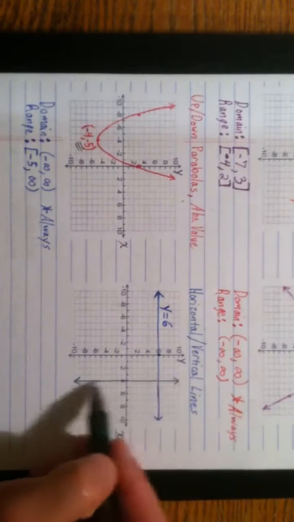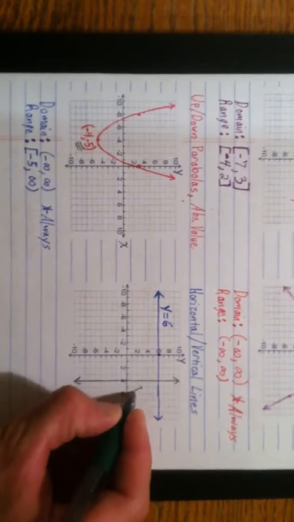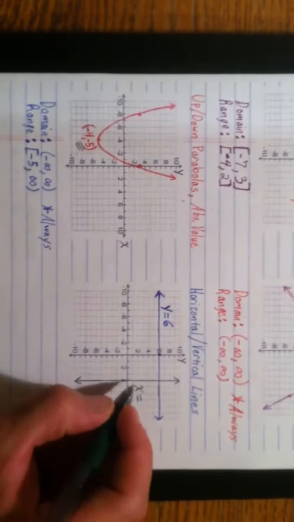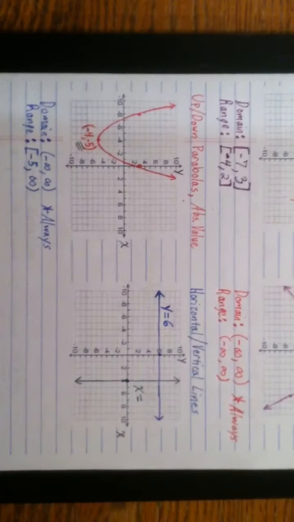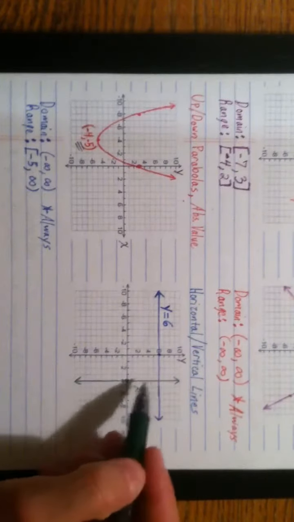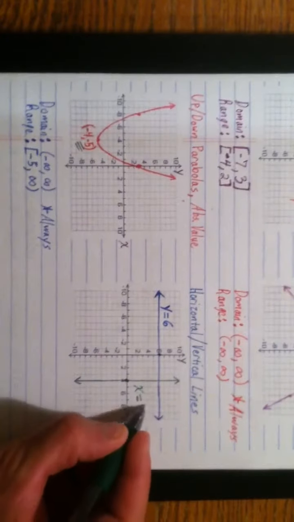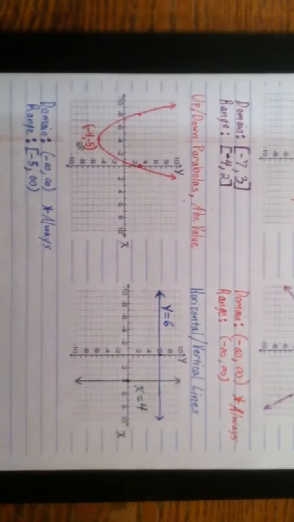Whereas our vertical line only crosses through the x-axis, so it's going to have an equation of the form x equals some number, and it crosses through right here, the point 4. All the points along that vertical line are going to have an x coordinate of 4, meaning our equation is x equals 4 for that line.